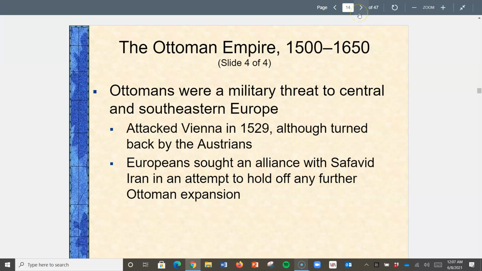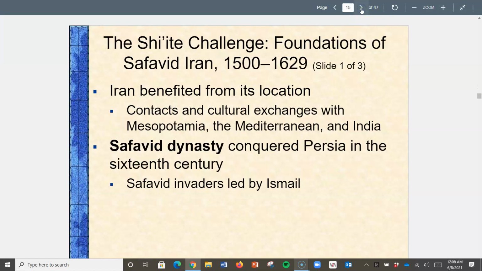The biggest problem is that as the Ottoman Empire began to push out and conquer some of these other areas, they became a threat, and they push into southeastern Europe. They attack Vienna, and will be turned back by the Austrians, because they became a threat. The Europeans didn't want them expanding anywhere, and so they oftentimes campaigned pretty actively to keep the Ottomans out of specific areas, okay, including sometimes allying with the Safavids.